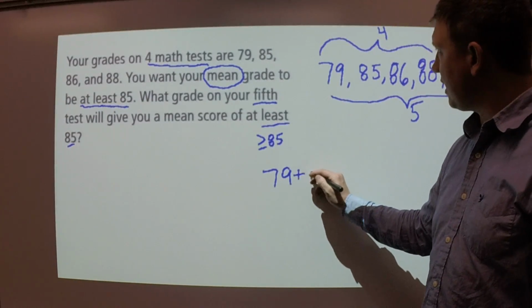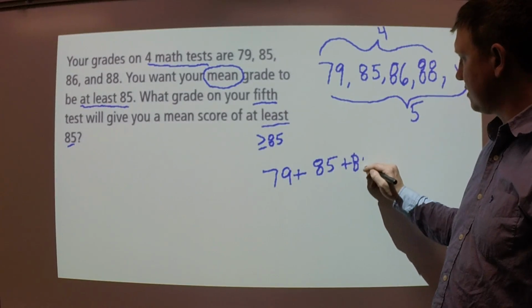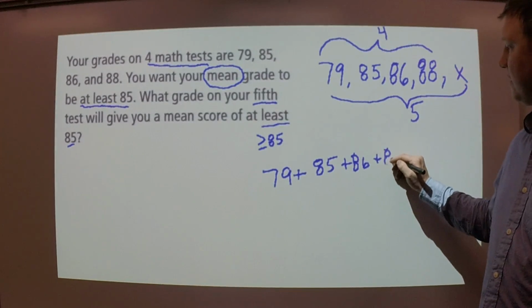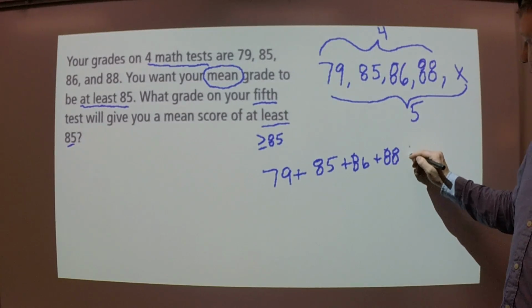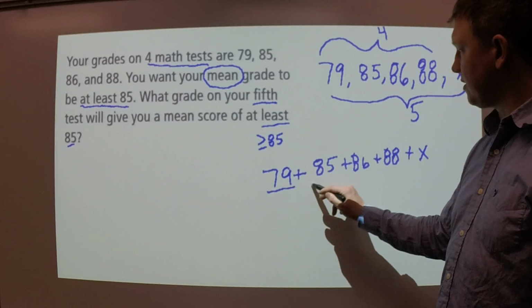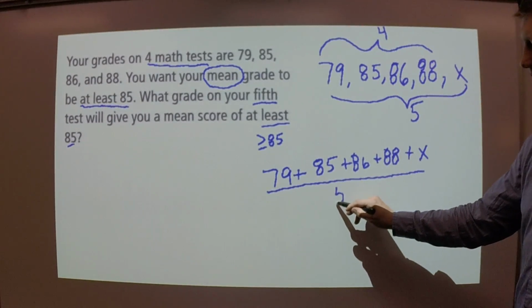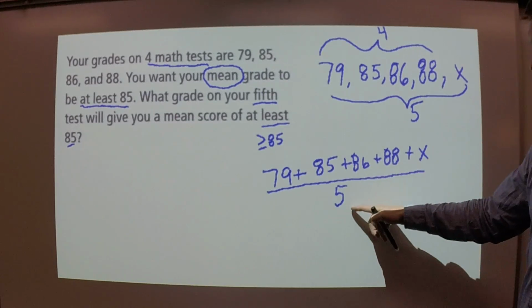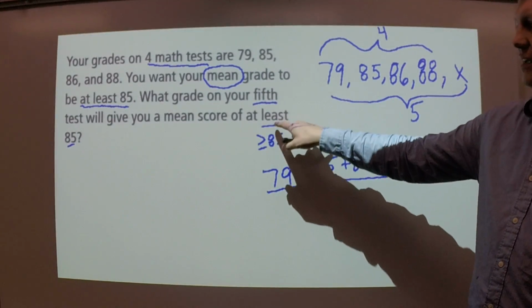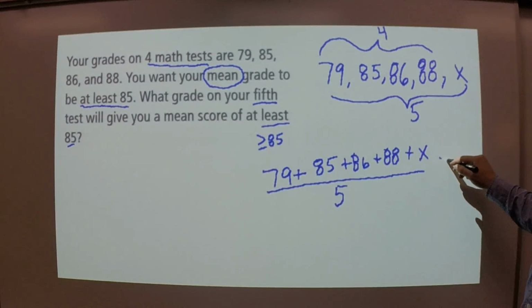79 plus 85 plus 86 plus 88 and plus finally an x variable. Okay, then this is all going to be divided by 5, because that's how I would average them. Add them all up, divide by 5. Okay, my overall average score needs to be at least 85. So at least is greater than or equal to 85 as my final answer.